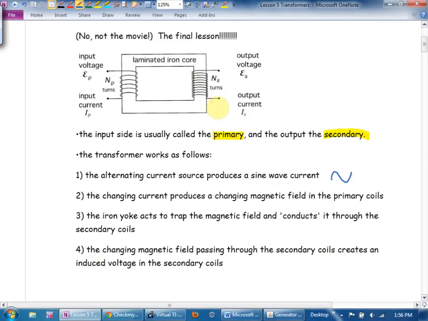Here's the key. If the number of loops of wire are different, you'll get two different voltages and two different currents. So it lets you turn any current into any other current or any voltage into any other voltage. Within reason, you'd have a tough time turning 1 volt into 1,000,000 volts, but it could be done. Just be a really complicated transformer.